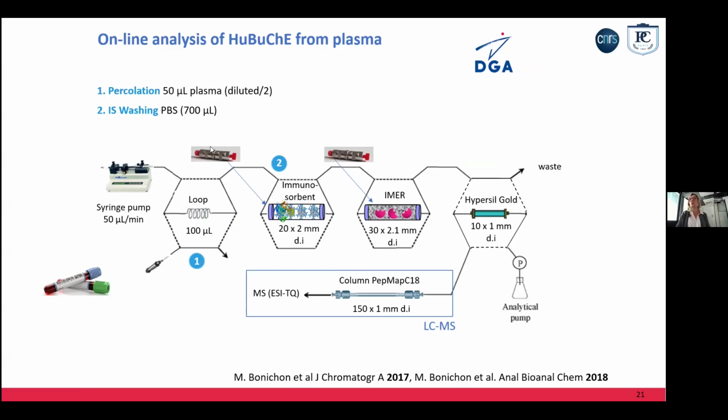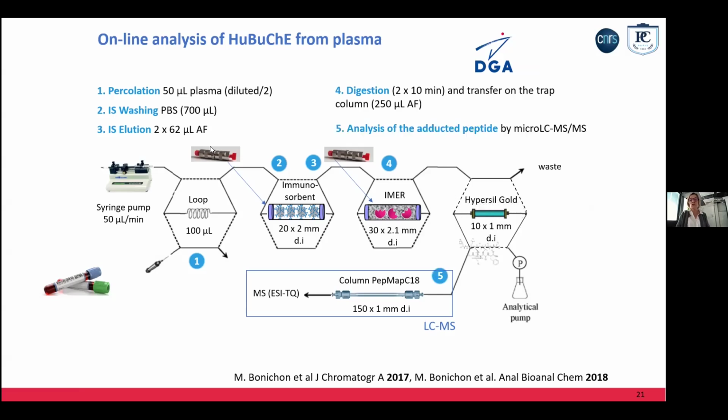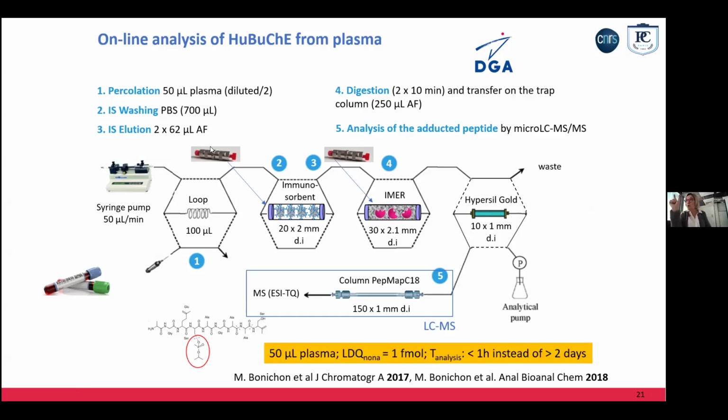Once the immunoextraction step is achieved, you can transfer the protein to the IMER. Then you will digest it into peptides. The peptides are retained onto a hydrophobic conventional sorbent that we can buy everywhere. And then you can transfer the digested peptides through the analytical column to the mass spectrometer. And with a totally automated system, we were able to analyze the small peptides containing the chemical weapon in less than 1 hour instead of 2 days at the DGA.